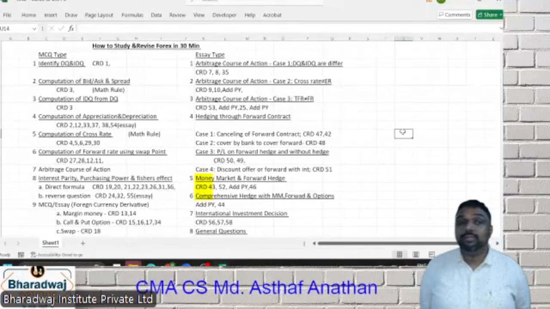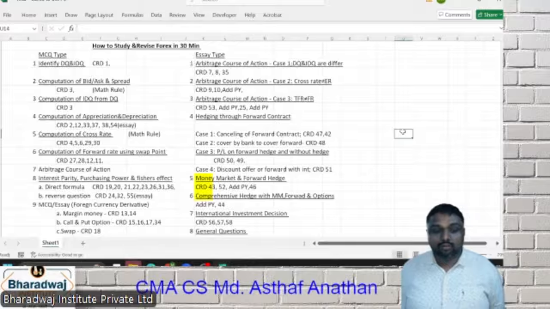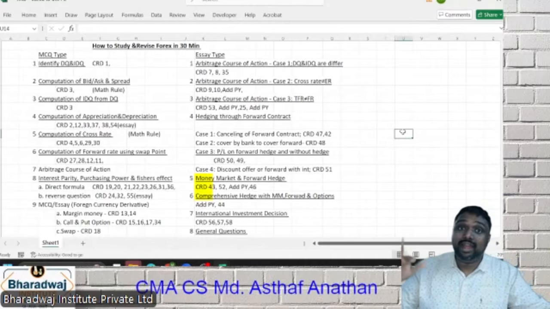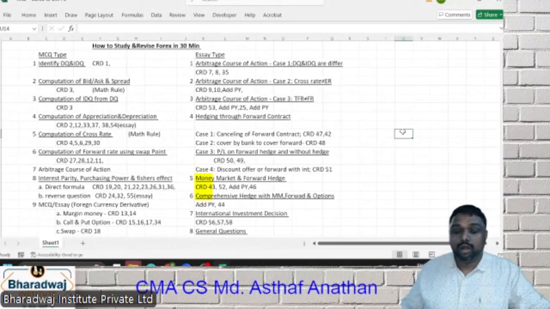Or sometimes they'll give you interest rate, forward rate, everything, and they'll give you the time period. So that kind of one question is asked. Another one they will ask is the cross rate. Sometimes a bid and ask comparison will be given. So this is the area they are asking 1-2 mark questions from.